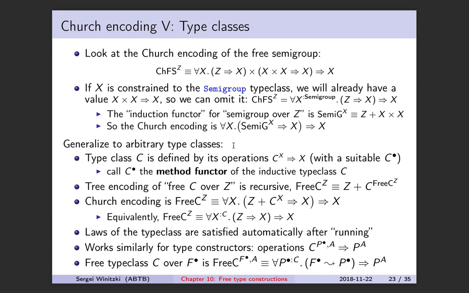So now I would like to generalize the constructions we have seen to arbitrary type classes. This is something that the church encoding makes particularly easy to understand, but it does not have anything to do with the church encoding. But let's look at first at the church encoding of a free semigroup. It looked like this.